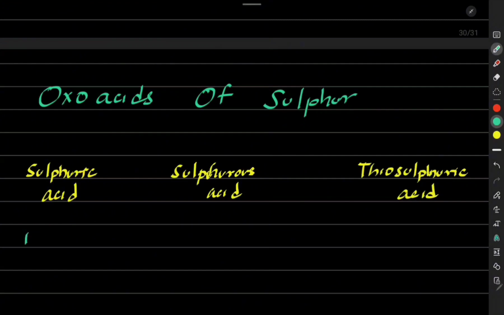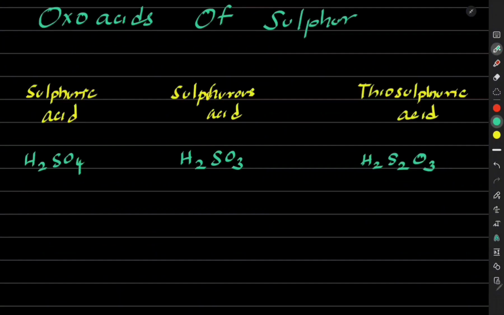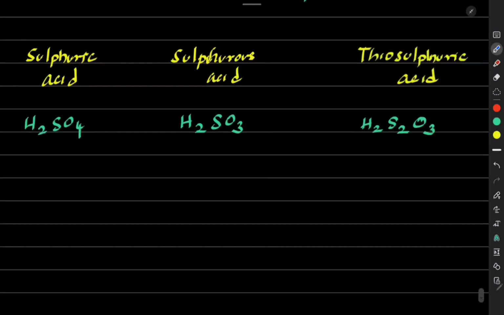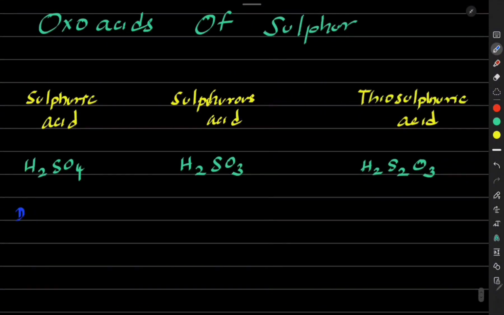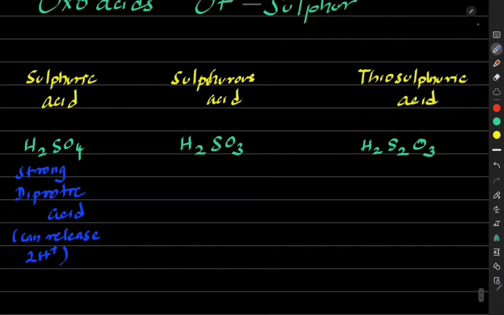The formula of sulfuric acid, we know, is H2SO4. The sulfurous acid's formula is H2SO3. Thiosulfuric acid's formula is H2S2O3. Sulfuric acid is a diprotic acid. What is a diprotic acid? It can release 2 H plus. Write down: diprotic acid can release 2 H plus. Strong diprotic acid.